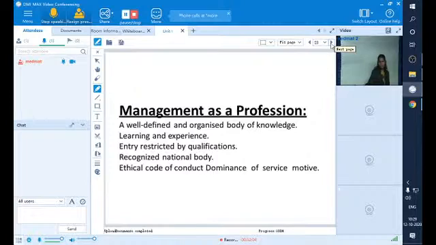The next one is management as a profession: a well-defined and organized body of knowledge, learning and experience, entry restricted by qualifications, a recognized national body, an ethical code of conduct, and dominance of the service motive. So that is management as a profession.